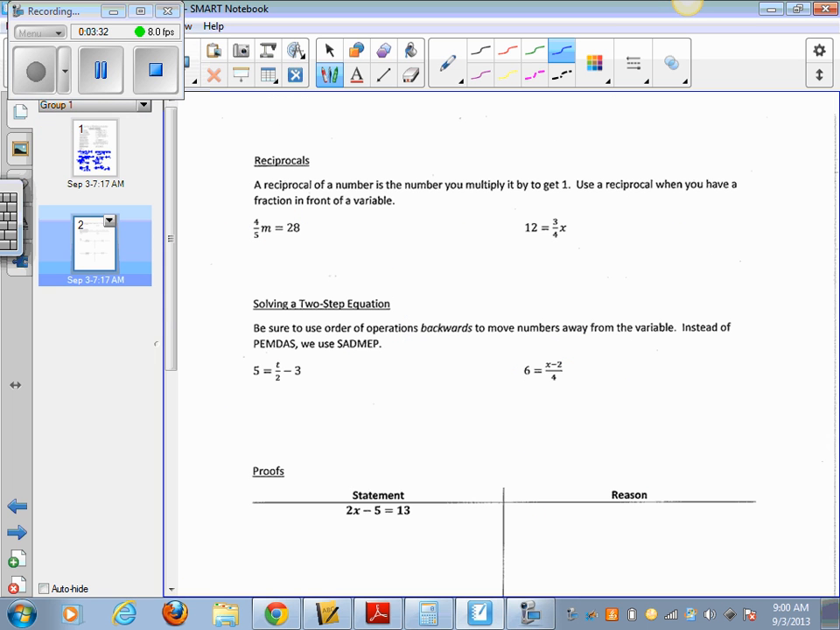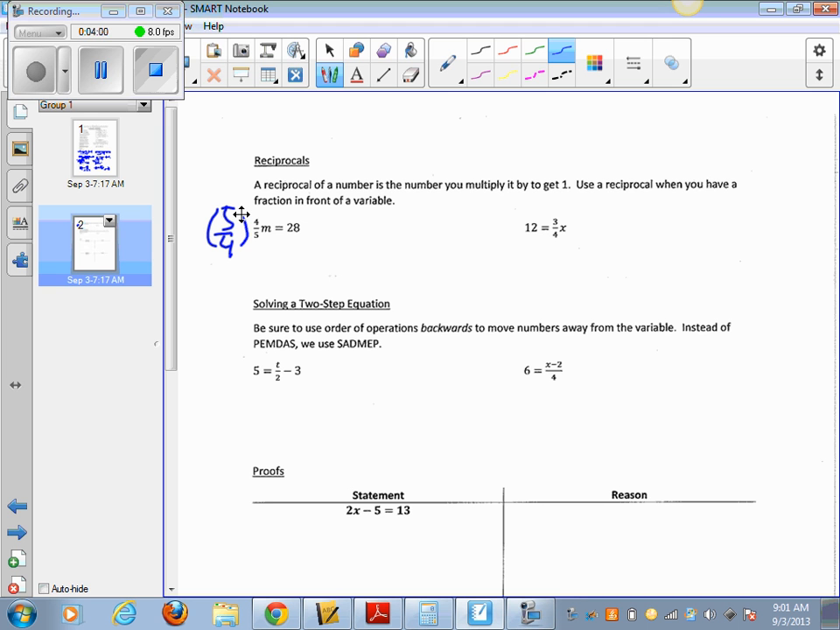So if we flip to the back of our page, now we're looking at reciprocals. A reciprocal of a number is the number that when you multiply it, you get 1. So whenever you have a fraction in front of a variable, just use the reciprocal. It's basically like doing 2 steps in one. Instead of multiplying and dividing, this just saves some time.